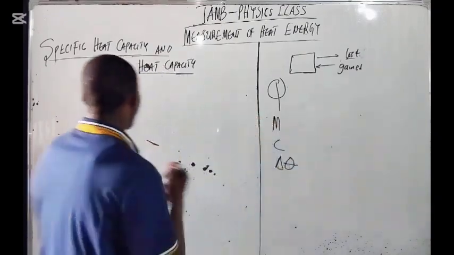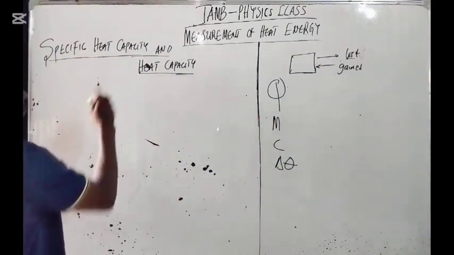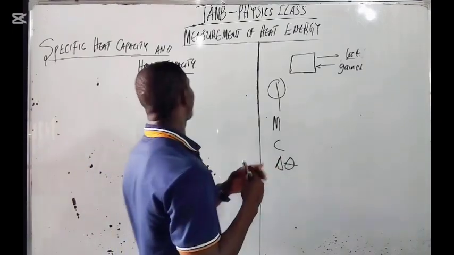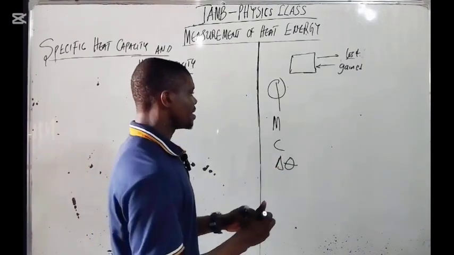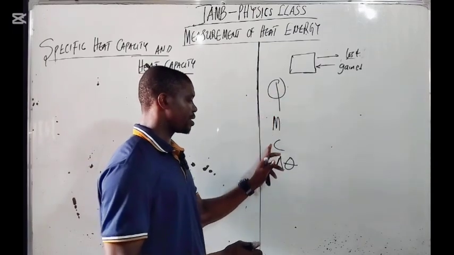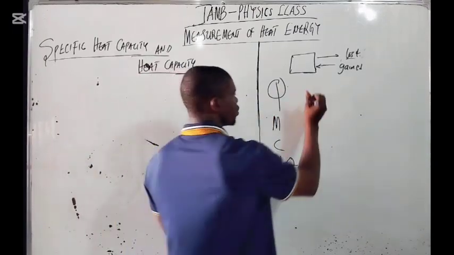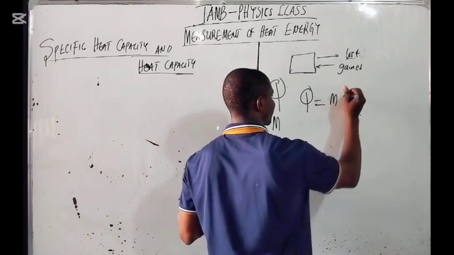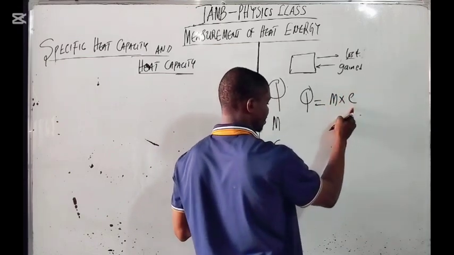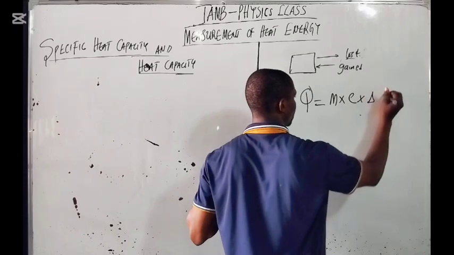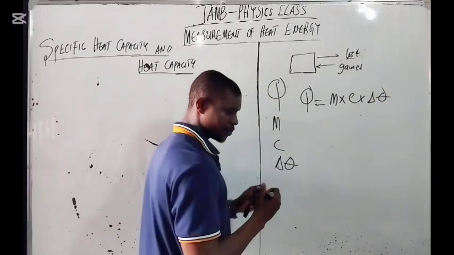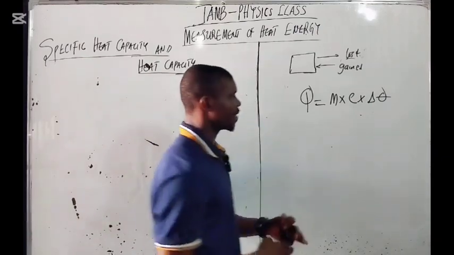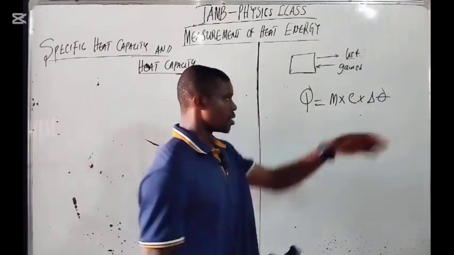I'm going to break these down for you, but understand the formula that relates Q, M, C, and change in temperature. Q is equal to M, the mass, times the specific heat capacity, times the change in temperature. So when I talk about specific heat capacity, this is what should come to your mind.